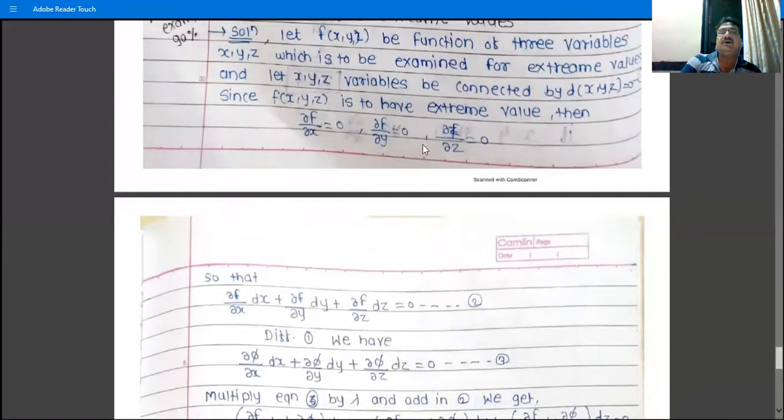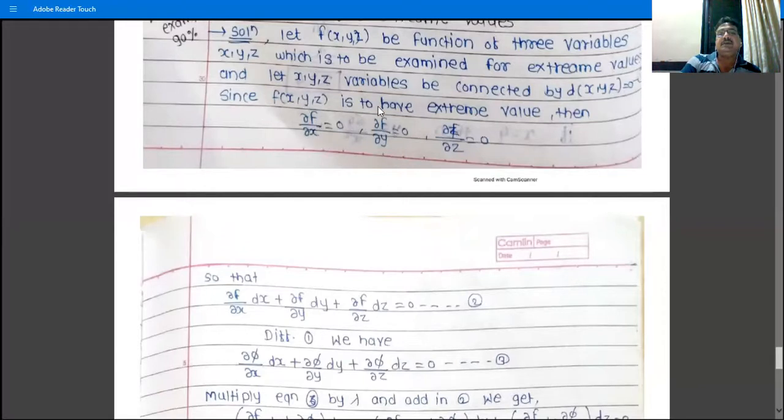That is, the function is either maximum or minimum at those points. So the condition is the same for a single variable function, two variable function, and three variable function: consider the first order partial derivative equal to 0. If the function is a single variable function, then consider its derivative with respect to that variable equal to 0.